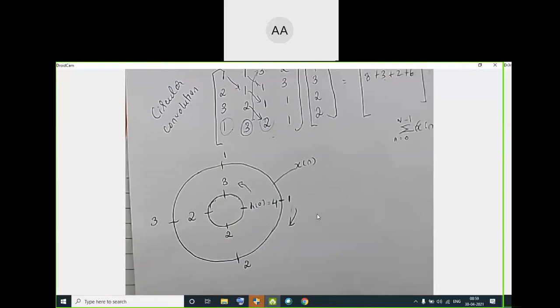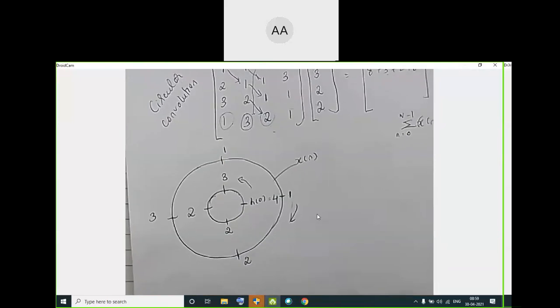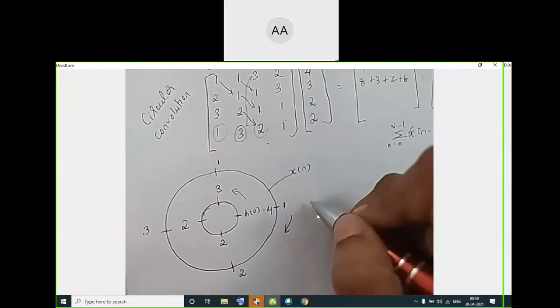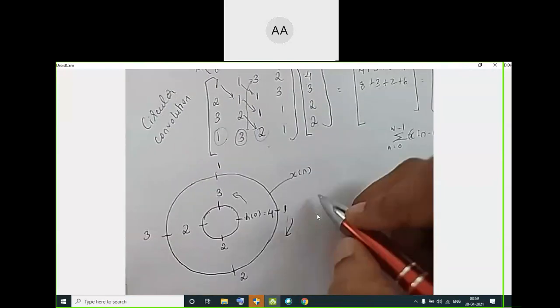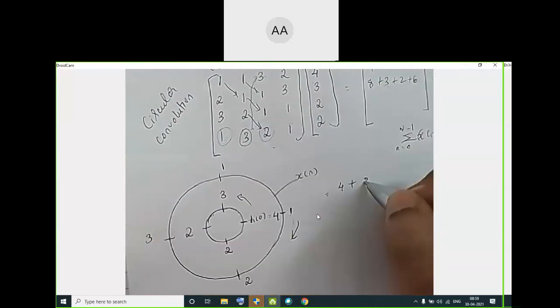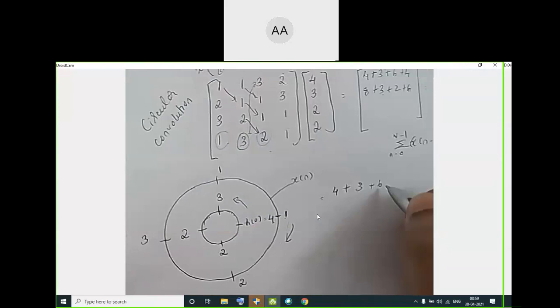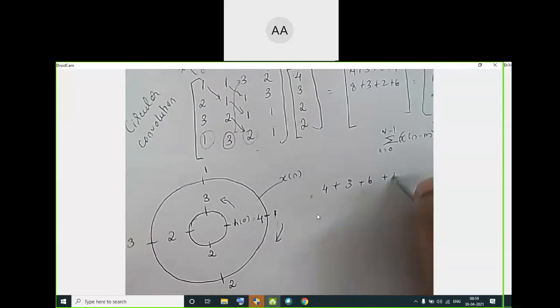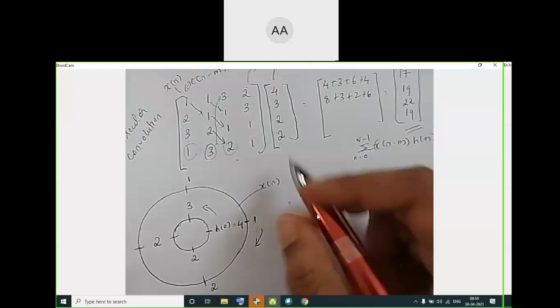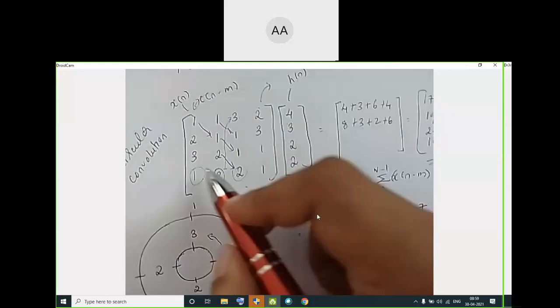Okay. So now you see, this is the first term. What do I get? 4 into 1, 4, plus 3 into 1, 3, 3 into 2, 6, plus 2 into 2, 4. I'll get 17. Let me complete this so that you can get it.